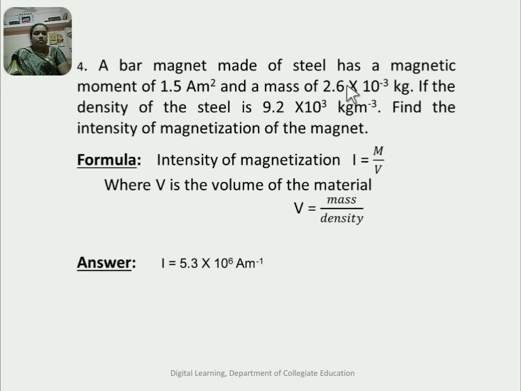After substituting these two values, we get the volume of the material. Then this volume of the material is substituted in this equation. M value is given, V is calculated by using this formula. After substituting these two values in this equation, I is equal to M by V, we get the intensity of magnetization is 5.3 into 10 to the power 6 ampere per meter.